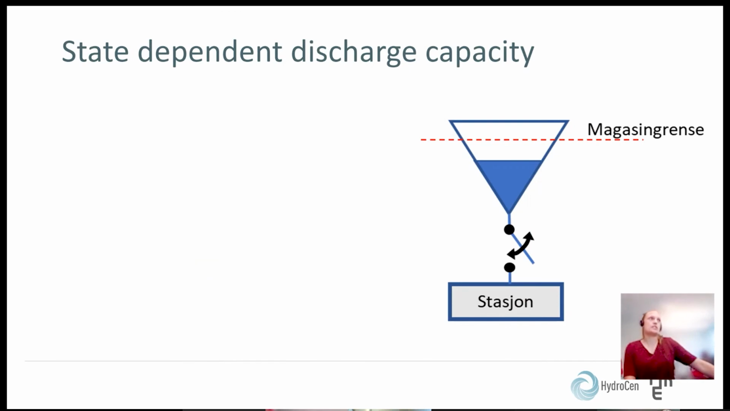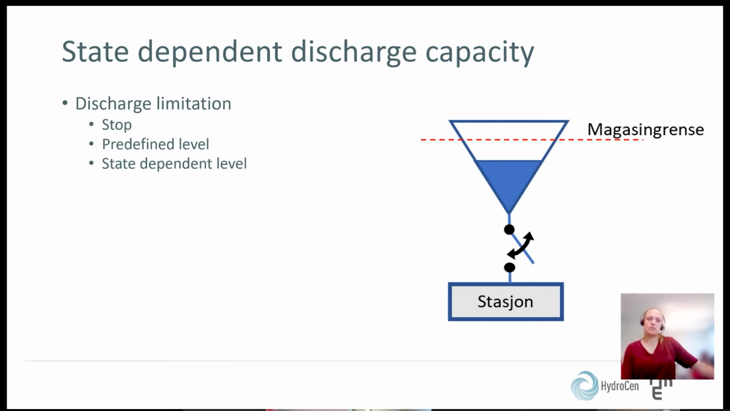And I especially focus on state-dependent discharge capacity. So that's basically a discharge limitation. You're not allowed to discharge from your reservoir. It could be a complete stop or to a predefined lower level, or even a state-dependent level, which in this case normally would be an inflow-dependent level.